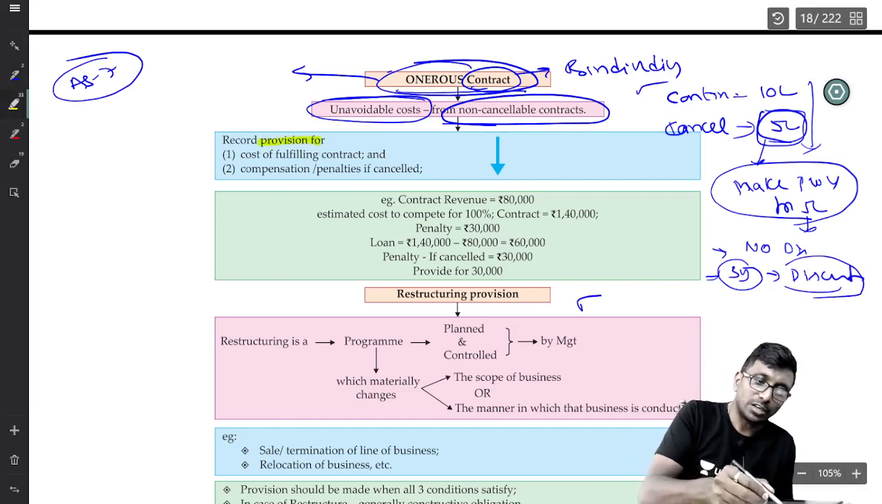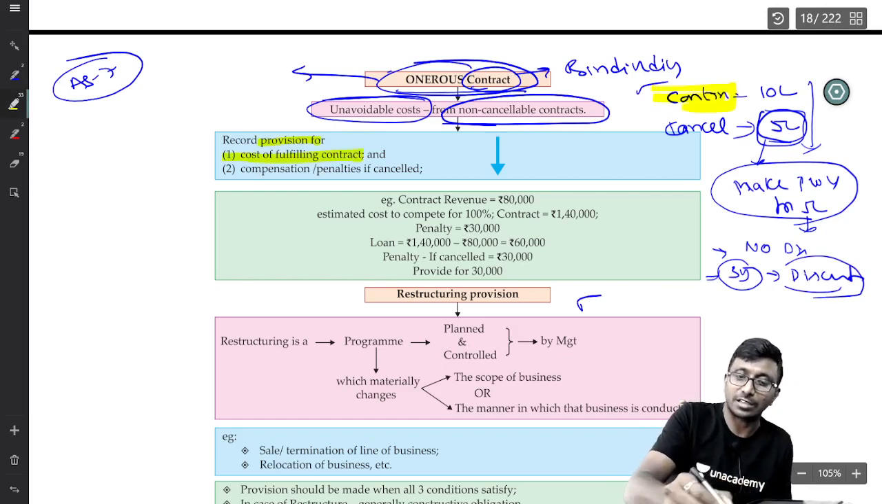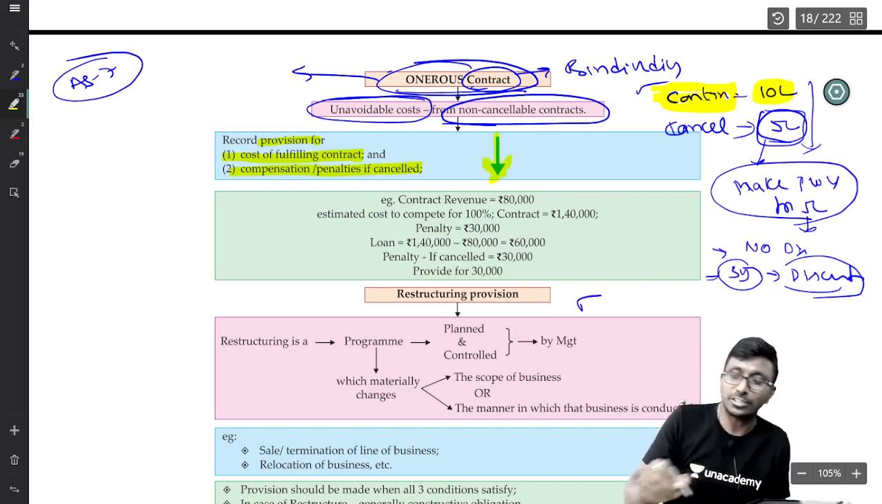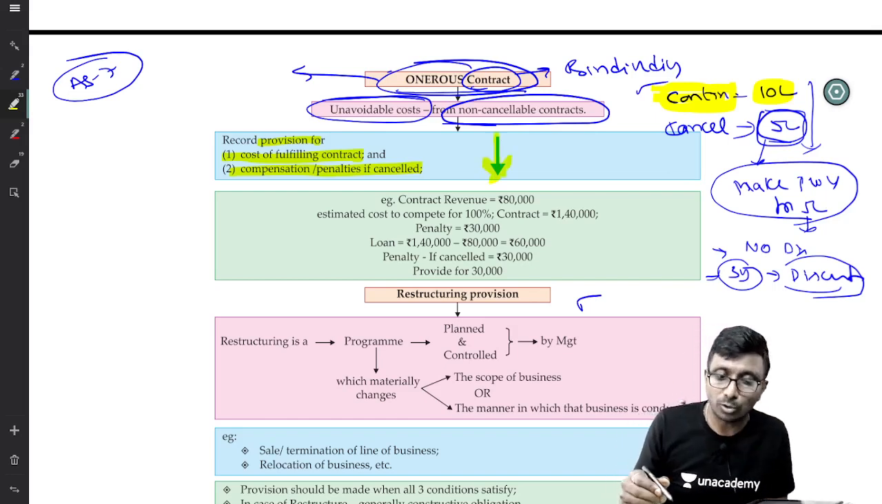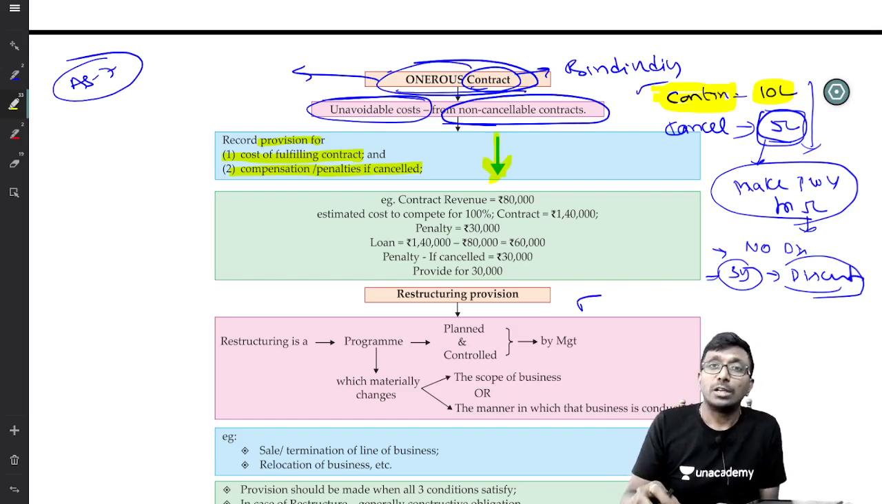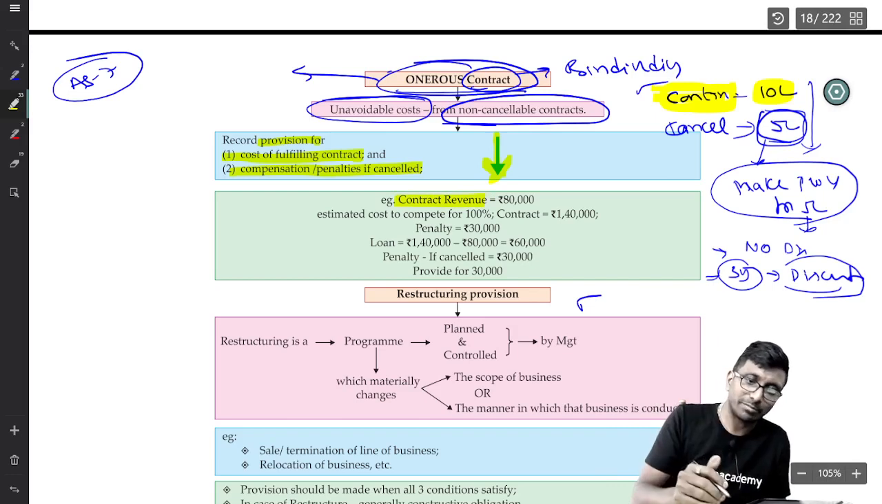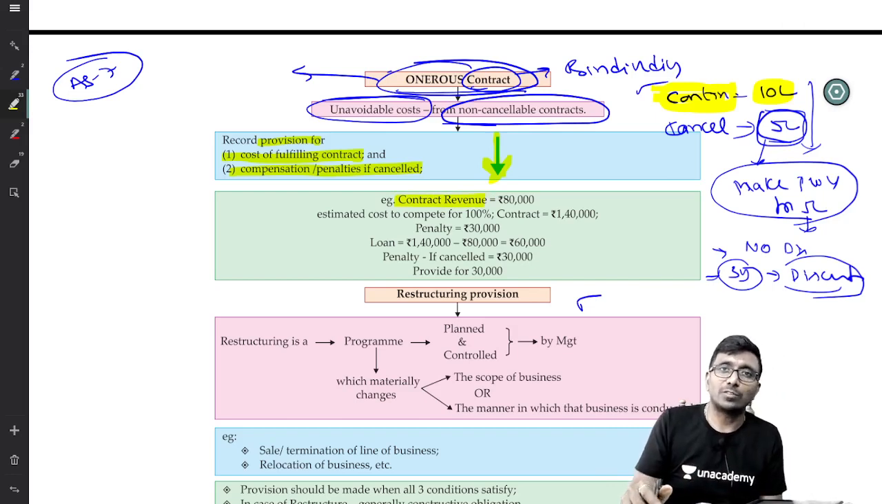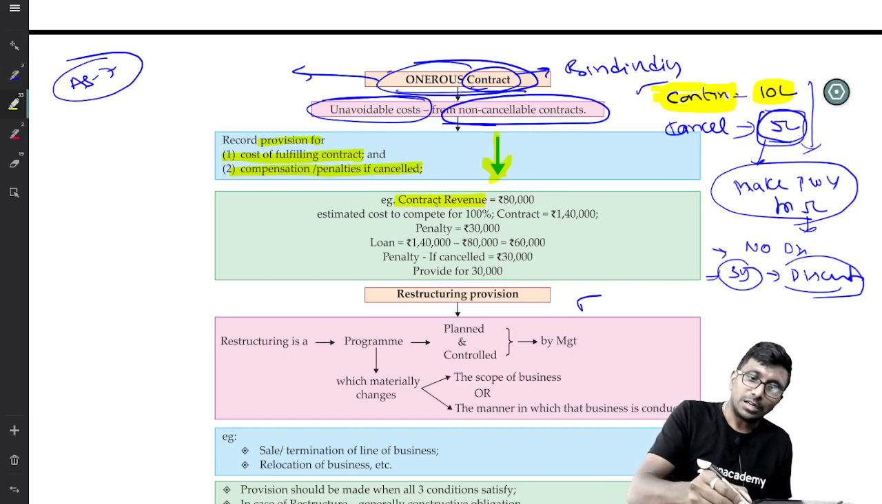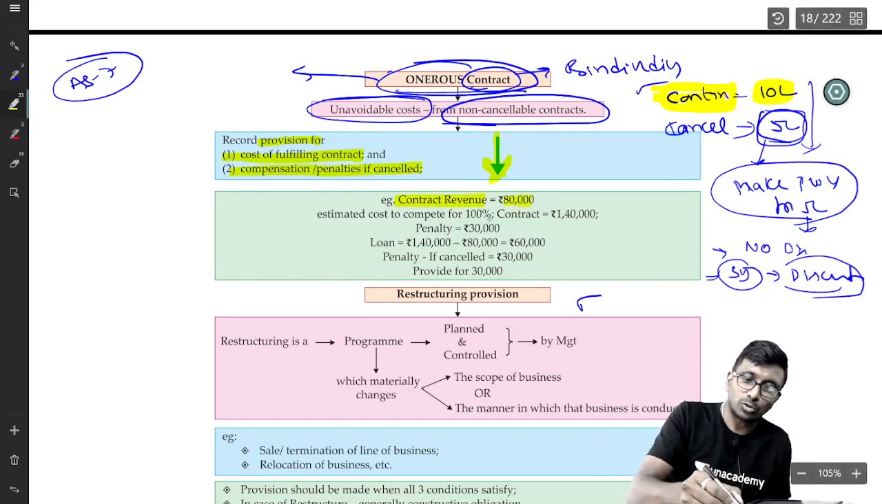So that's what we have written here. Record provision for the cost of fulfilling the contract, meaning if you complete the contract, 10 lakh rupees of loss, and compensation or penalty if it is cancelled, whichever is lower. For that amount you are supposed to make a provision. We have given a small example like contract revenue from AS 7. Even in Ind AS 115 the same concept is there. Contract revenue is 80,000, expected cost to complete is 1,40,000. Exactly, you are supposed to make a provision.